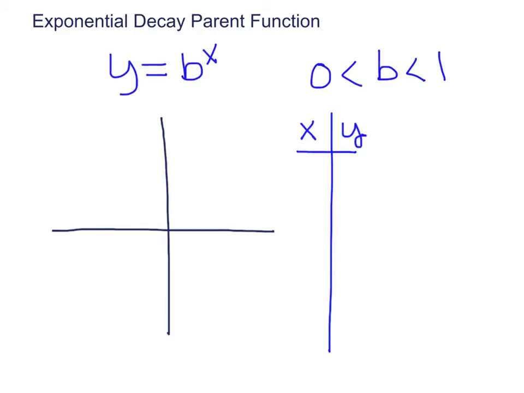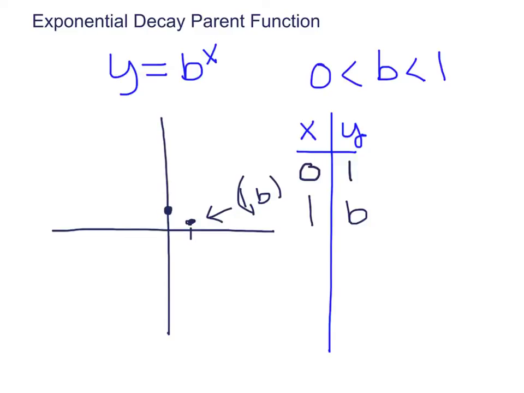Alright, just like before, if x is 0, and I raise anything to the 0 power, y is 1. So I have this point right here at (0, 1). Now, if x is 1, and I raise b to the first power, then y is going to be b. But since b is between 0 and 1, it's going to be down here. So that point is at (1, b). Same as before, it's just that b is less than 1 this time.